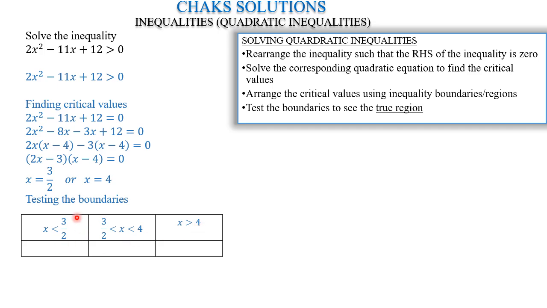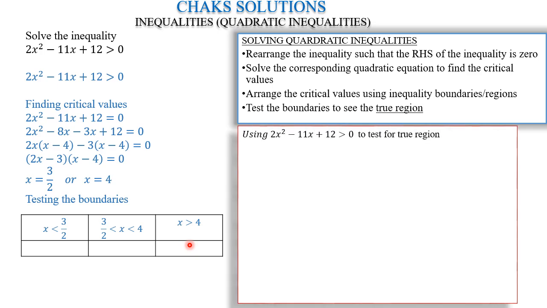Now we want to see which of these regions satisfy this inequality. So we are going to test each region. Let's see how we are going to test it. We are going to use the inequality 2x squared minus 11x plus 12 greater than 0. This is the inequality that we are using, where on the left hand side we have our quadratic expression, and on the other side is 0.